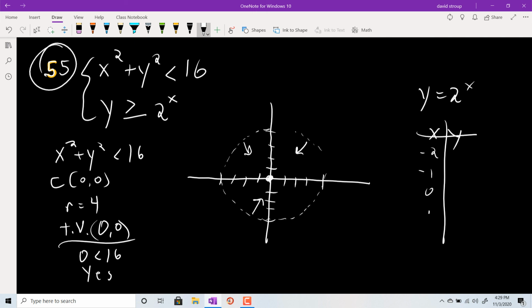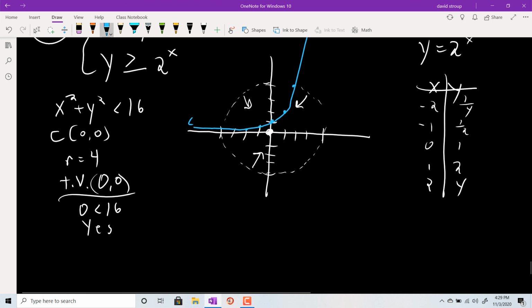-2, -1, 0, 1, 2. You remember doing those? So this will be 1/4, 1/2, 1, 2, 4. Okay, so -2. Let's put this in yellow, or blue, sorry, blue. -2, 1/4, -1, 1/2, 0, 1, 1, 2, and 2, 4. Okay, and it's greater than or equal to, so it's a solid blue line.